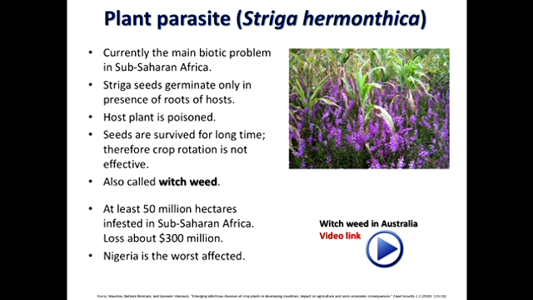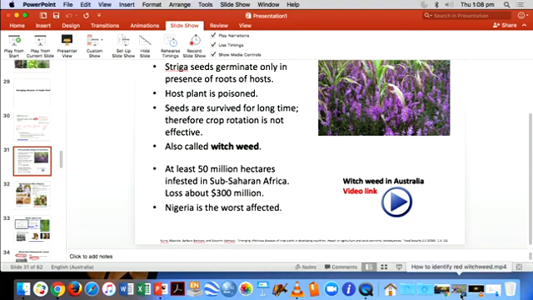Okay? And that's why it's called witch's weed, and it affects around 50 million hectares of land, with a loss of around $300 million. And Nigeria, among the sub-Saharan African countries, is the worst affected. And interestingly, in Australia, there are some biosecurity issues, mainly in Queensland. They are declaring that this is a very big threat for agriculture in the next couple of years. That's why they are asking for protection, and we'll go through a video clip to understand more about striga.